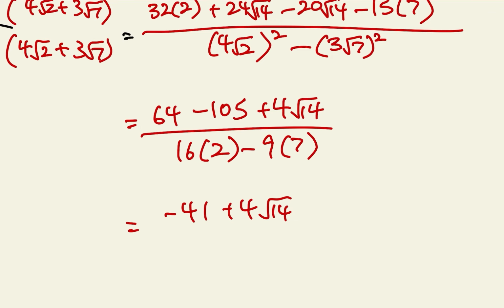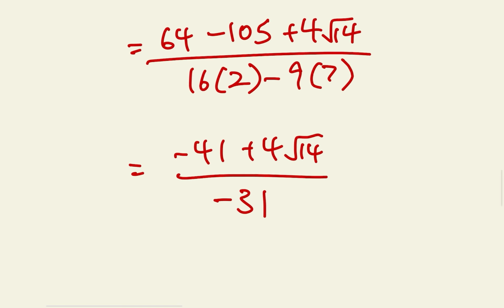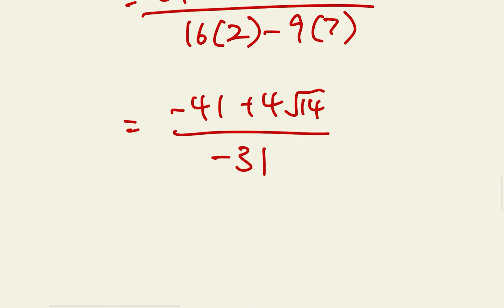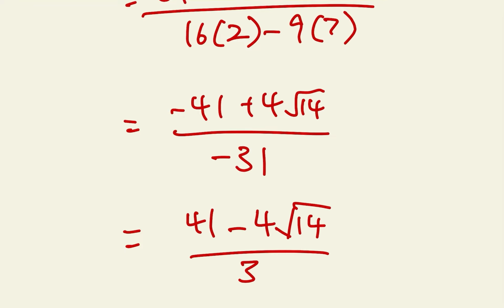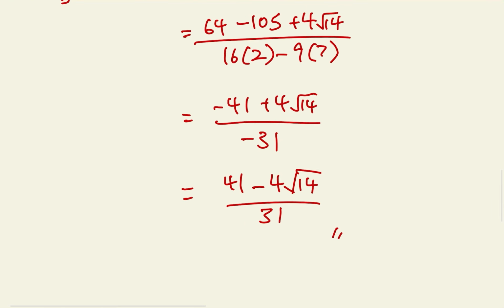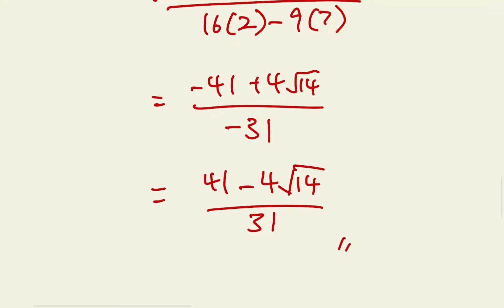16 times 2 will give us 32, and 9 times 7 will give us 63. So 32 minus 63 will give us negative 31. As you can see here, both the numerator and the denominator have a negative value, so we can cancel that out. So we get 41 minus 4 square root 14 over 41, and we are done. We have rationalized this fraction because there is no more surd in the denominator.